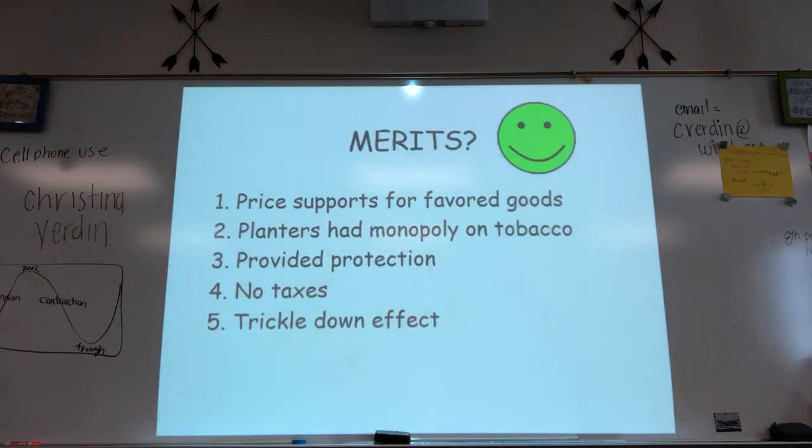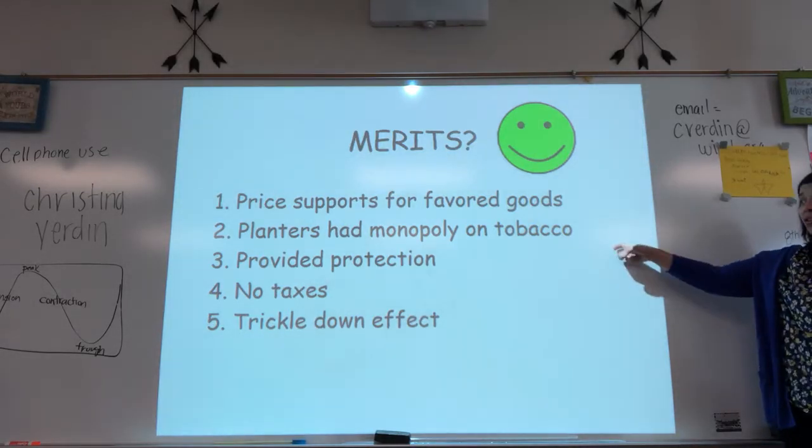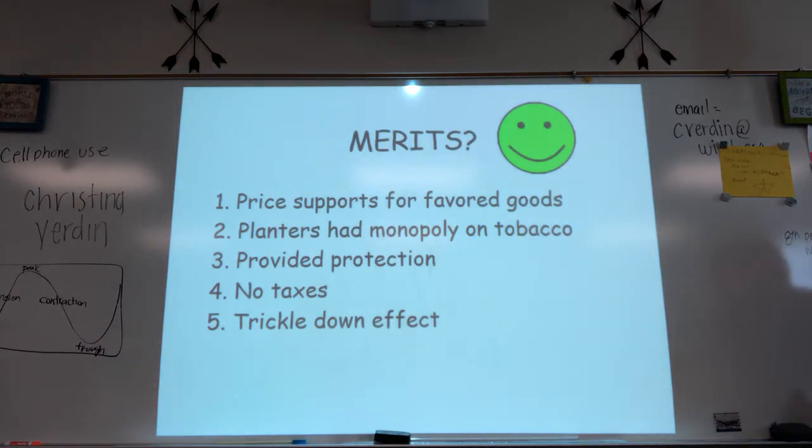It gave price supports for favored goods, which included rice, sugar, and tobacco. What area produced the rice, sugar, and tobacco? The South. So in that letter we just wrote, were they being very loyal? Yes, because do they benefit from mercantilism? Yes. Also, the planters of tobacco had a monopoly. England said they would buy all their tobacco.